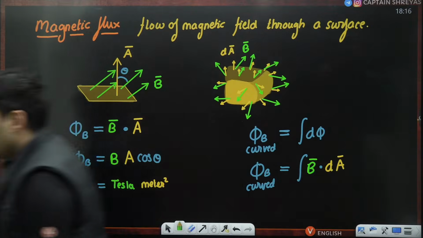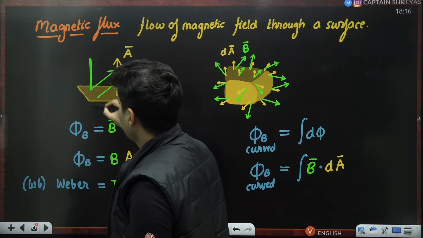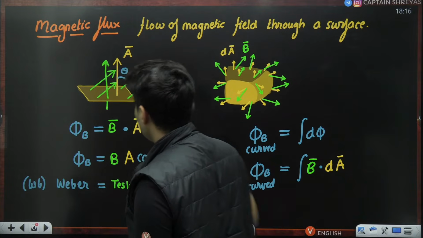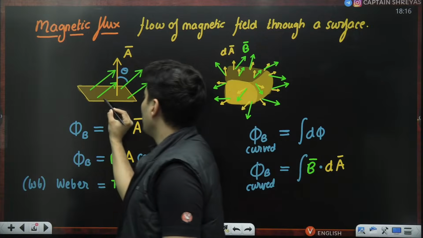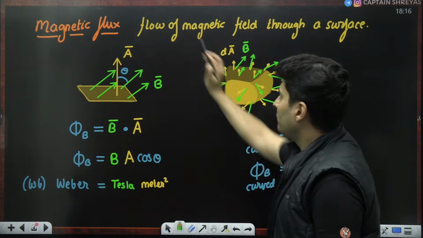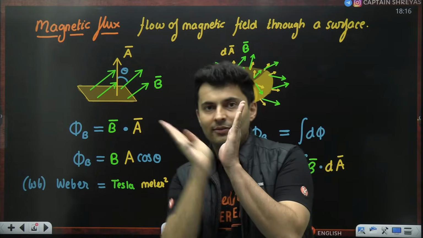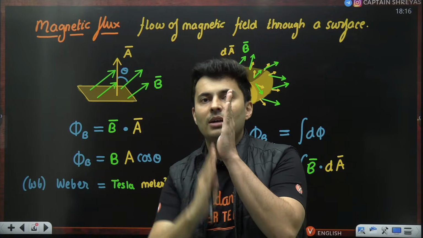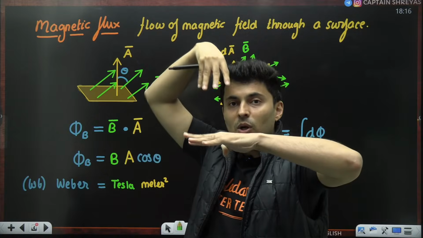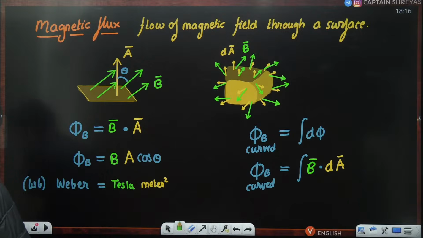Why is the sine component not taken? The sine component is not taken because the cos component will cut through it. Just visualize this. The cos component is going to pierce through the surface, whereas the sine component will go over or below it. It will not pierce through it. Flux is something which passes through a surface. So whatever field is there, the cos component will pass, the sine component will pass parallel to the surface. It will not pass through the surface. That's the reason why we don't take the sine component.